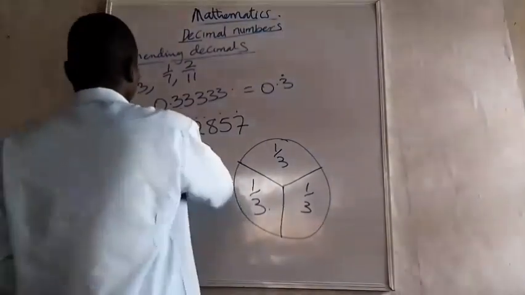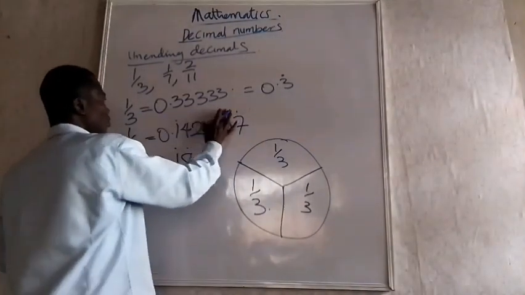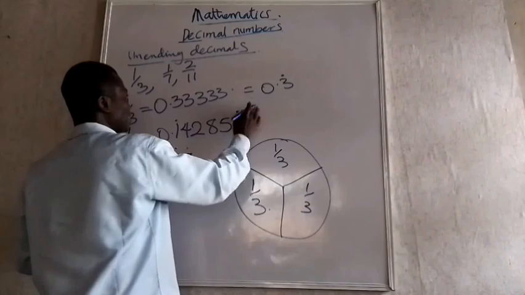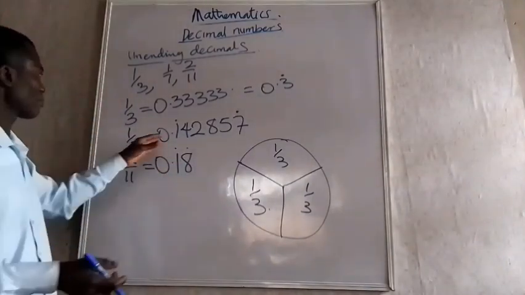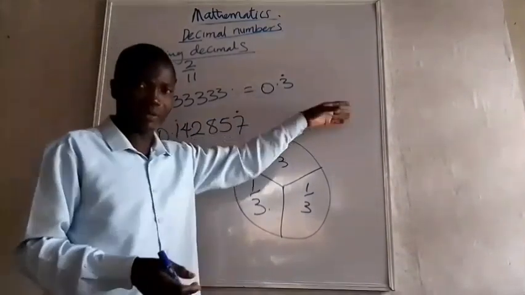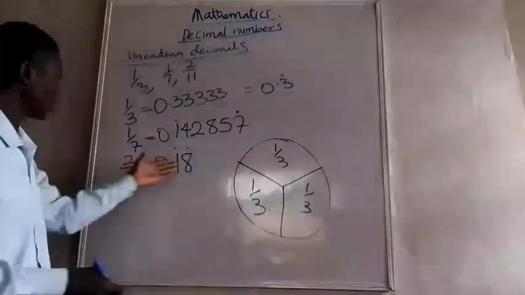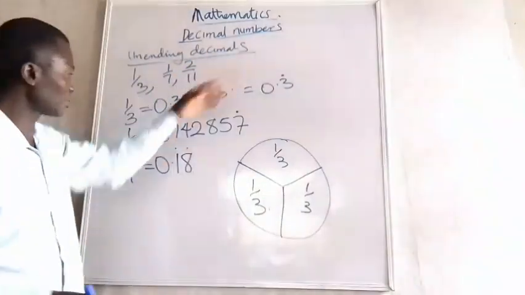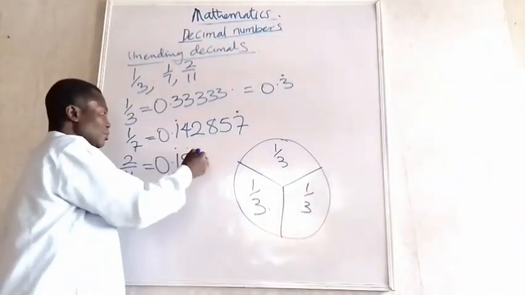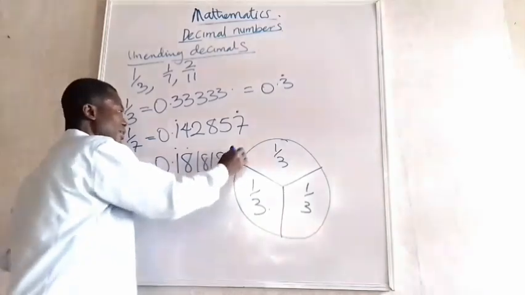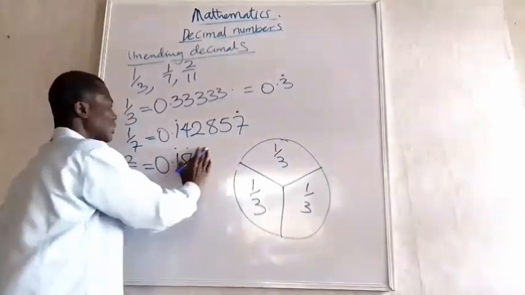So like this one now, I have 0.142857. So all I just need to do is to put a point here, a point here. So it will continue. It means that if I should continue, these numbers are repeating over and over again. So the same thing here, the same thing there. So the 3 is repeating itself. 1, 8. So if I should do this one, I should continue. I'm going to have 1, 8, 1, 8, 1, 8. So that is about unending decimals.